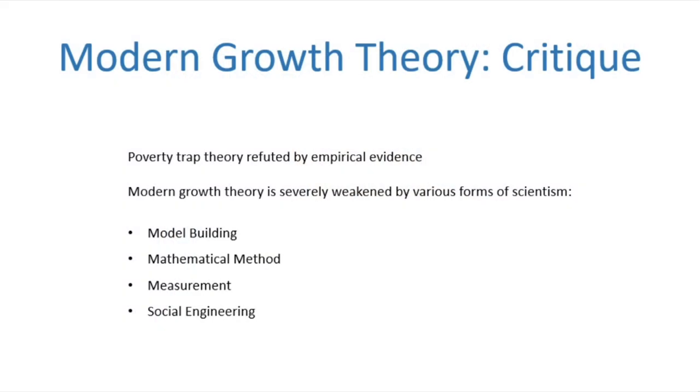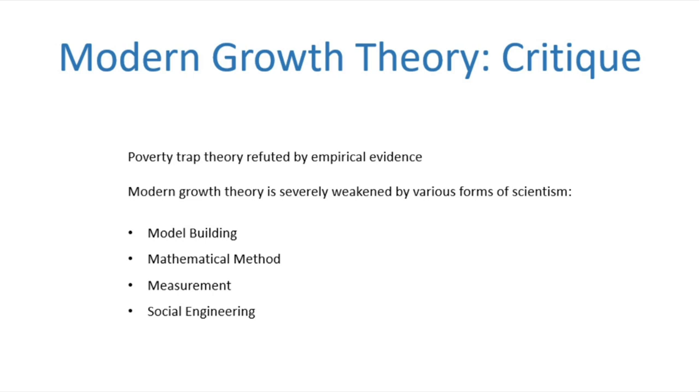Well, in the first place, we could say that the poverty trap itself has been refuted by the empirical evidence. Over the past 100 years, just look at the data, there's been a continuous, widespread decrease in worldwide poverty. The number of people that are living in extreme poverty is significantly less now than it was even 30 years ago. And so, if there's a poverty trap of some sort, it doesn't seem to be universal.